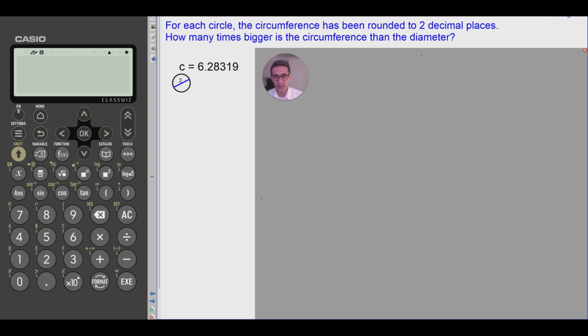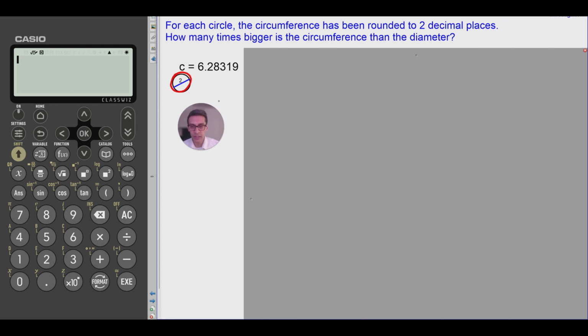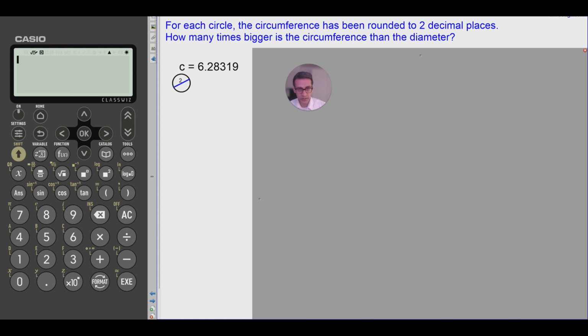Now these circumferences on the circles that I'm about to show you have been measured for you very accurately. So the 6.28319 represents the length of this circumference here. And then there's a few more circles on the right hand side that we're going to look at throughout this video, but we're going to focus on one at a time. And then the 2 is the length of the diameter. So the question is asking us to work out how many times bigger is the circumference compared to the diameter. So in other words, the diameter multiplied by what will give you the circumference.